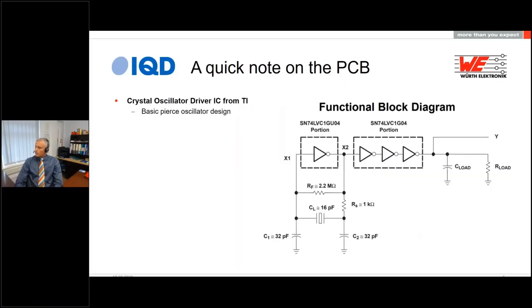So this is the raw circuit that we're running on this PCB. It's a crystal oscillator driver from Texas Instruments. It's a pretty basic Pierce oscillator design. So you can see X1 there is the amplifier, and there's a feedback loop with a crystal in it. And then there's a few more buffers there that are isolating what's happening in the feedback loop from whatever you guys do on the outside world, yeah?